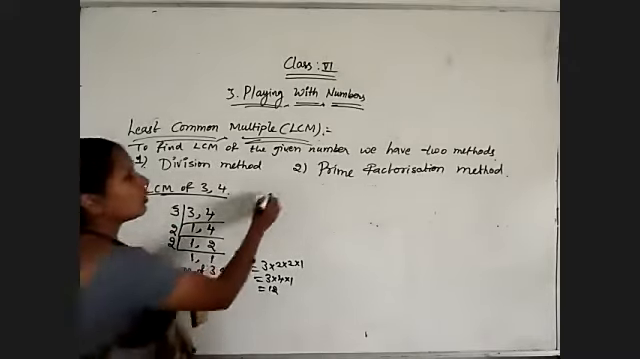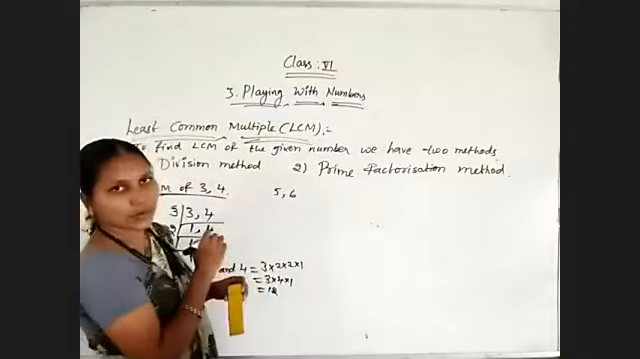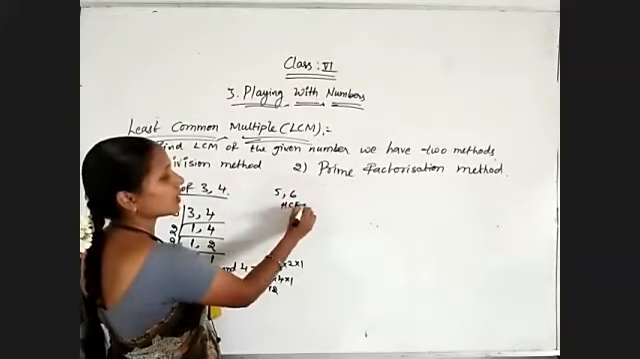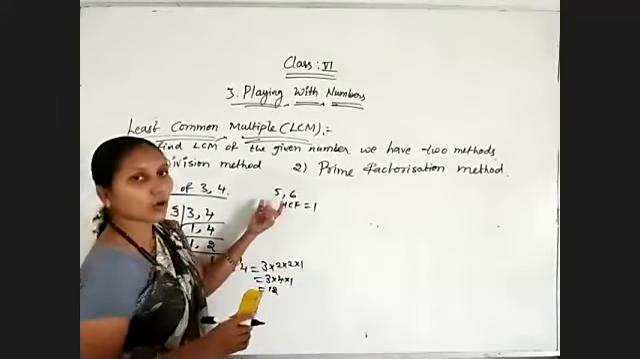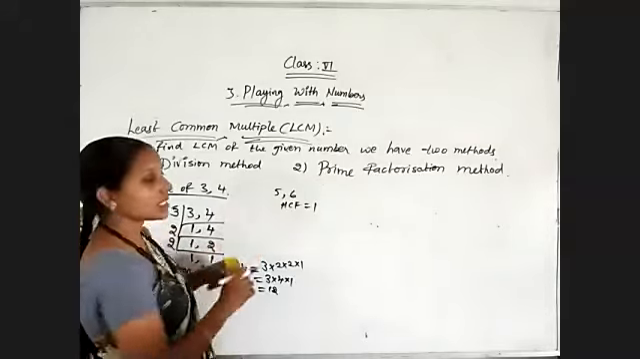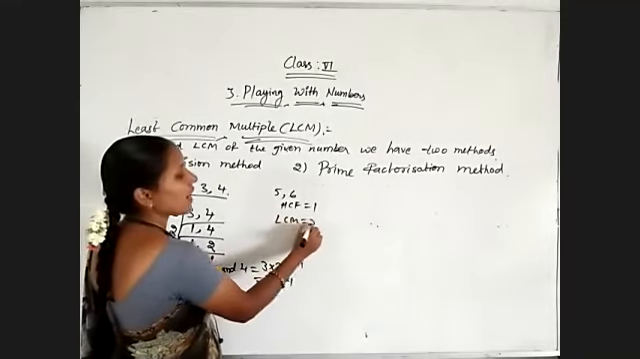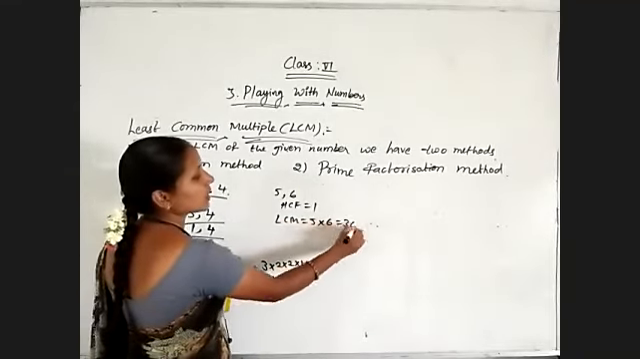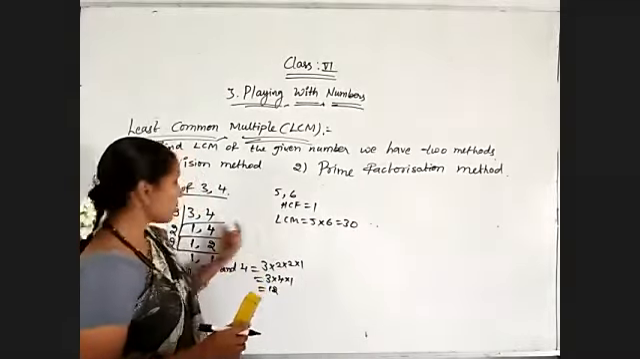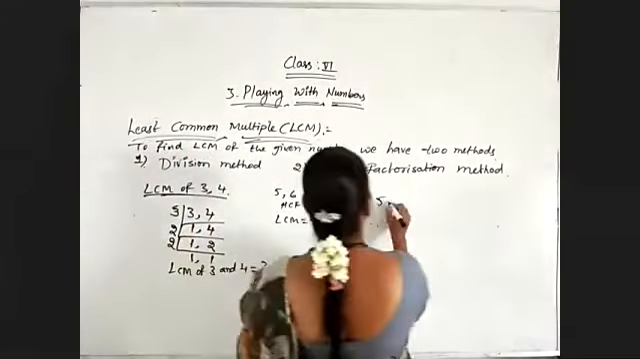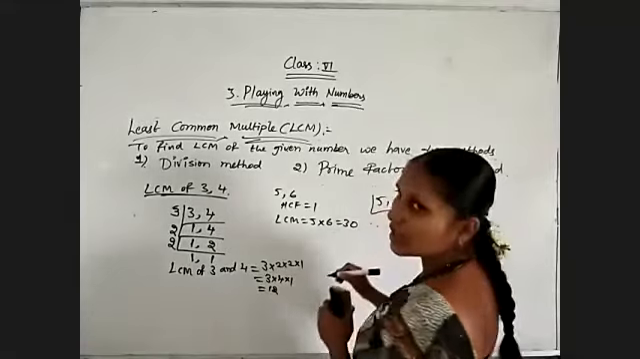Now 5 and 6 are consecutive numbers, so their HCF is equal to 1, meaning these two are co-prime numbers. So their LCM will be equal to 5 into 6, which is equal to 30. If you have any doubts, check by doing 5 comma 6 using the division method.